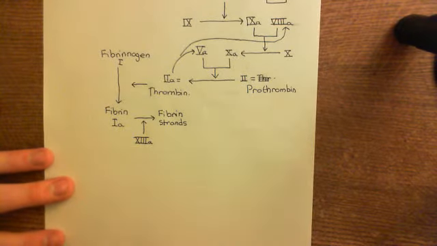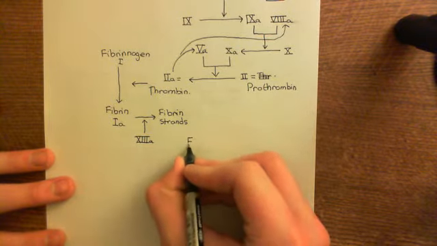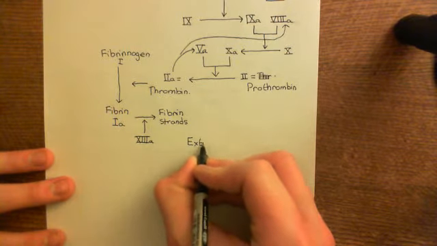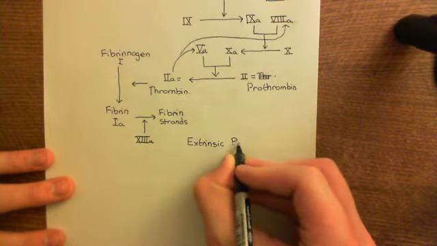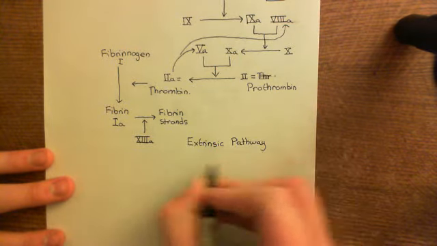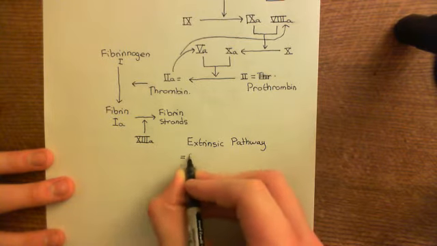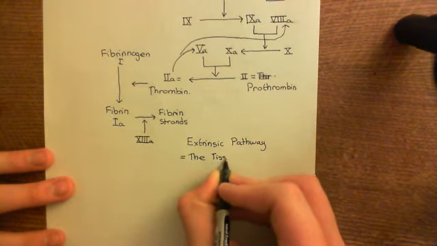Okay, so I said that the two coagulation pathways were activated by collagen and by tissue factor. Okay, so the intrinsic pathway is activated by collagen, and the extrinsic pathway, also called the tissue factor pathway, is activated by tissue factor. So the extrinsic pathway is the old name for the tissue factor pathway. So more commonly now you'll hear people refer to this as the tissue factor pathway.